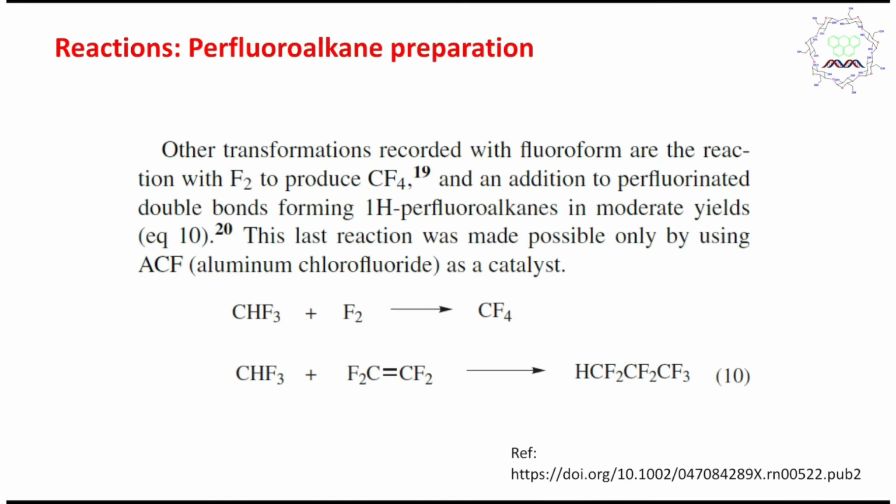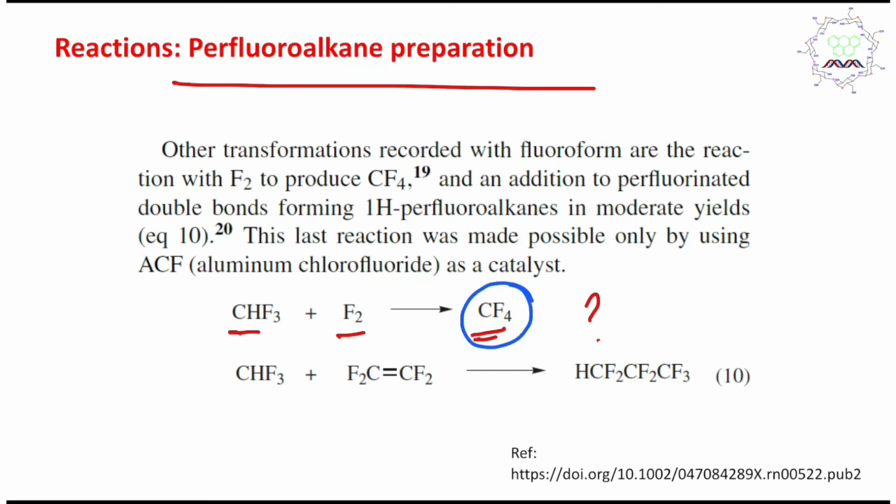Now another interesting piece of information is the preparation of perfluoroalkane. What is this perfluoroalkane? I'll explain, but before going to that, let's learn a very easy reaction. If you treat this fluoroform with fluorine, it produces CF4. Why? First of all, remember I told you at the beginning that fluorine is extremely reactive and less selective. So wherever it finds any hydrogen, meaning a CH bond, it reacts and produces CF4, carbon tetrafluoride.